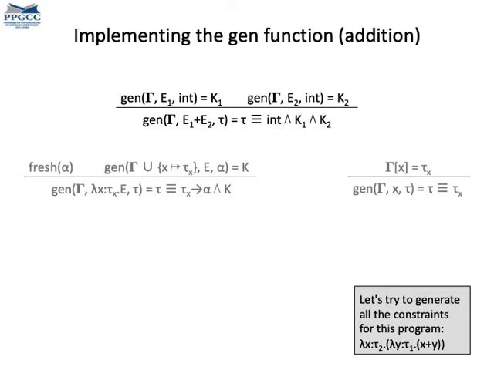Let's try to generate all the constraints for this program in the gray box. This example will help us to understand how constraint generation works. This tiny program here.